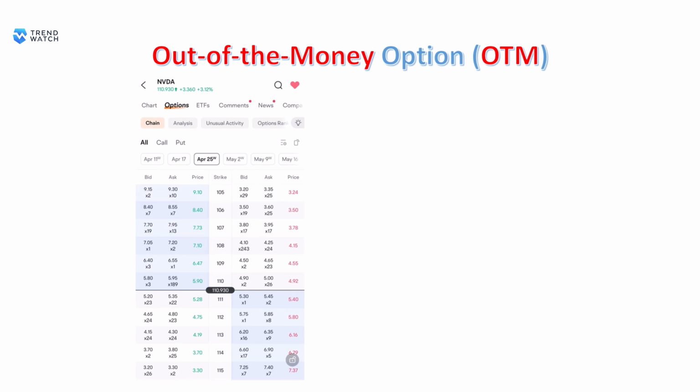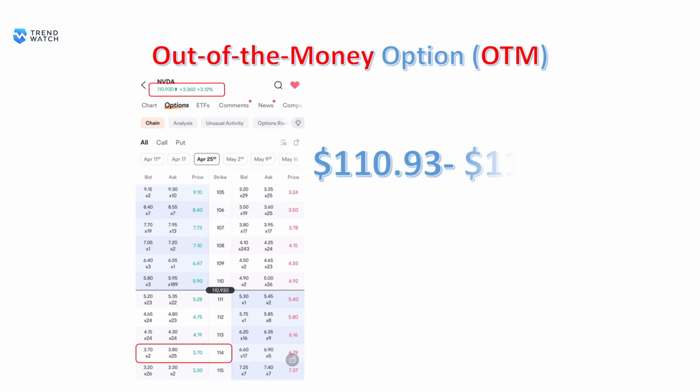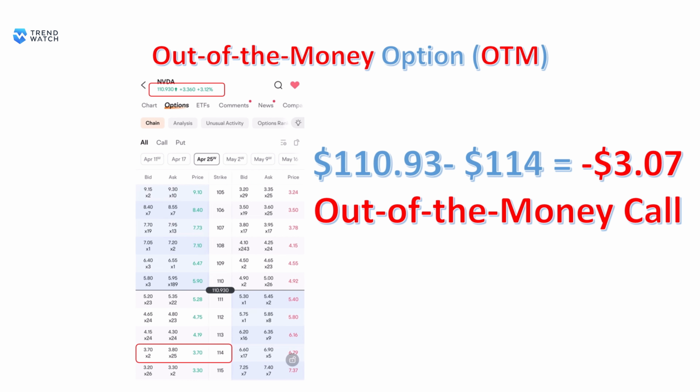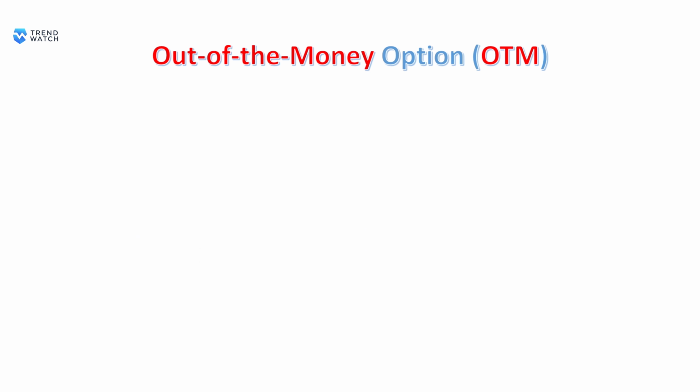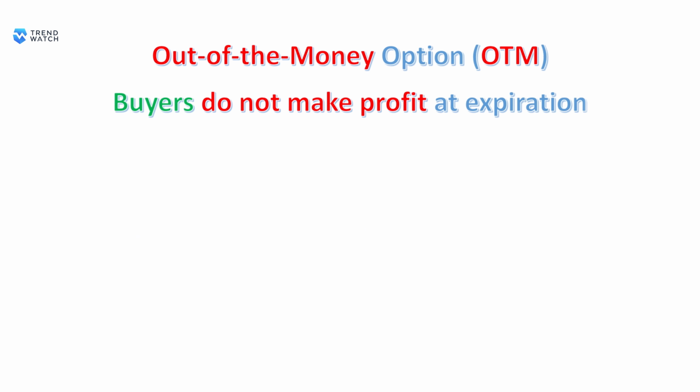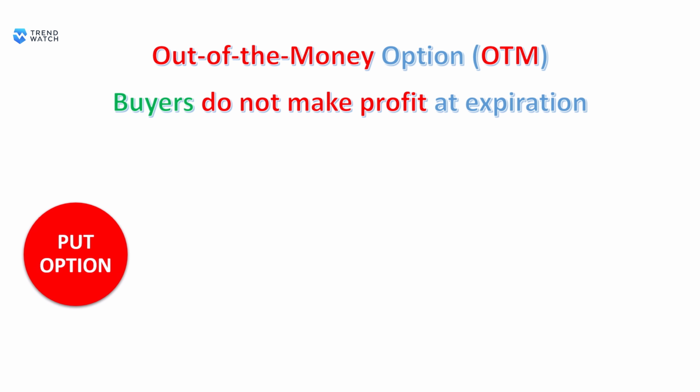Using the same options chain for NVIDIA expiring on 25th April. The call option strike price of $114 is an out-of-the-money call. Exercising the right to buy at $114 for a stock that is worth $110.93 doesn't make sense. On the other hand, a put option is the opposite of a call option.